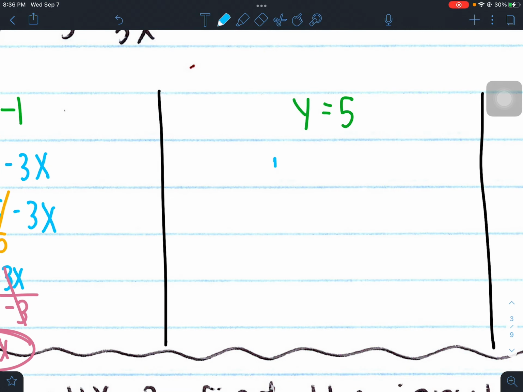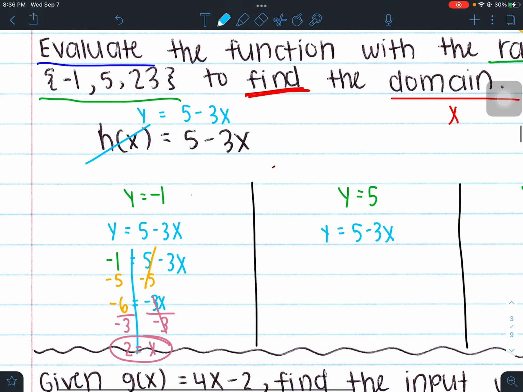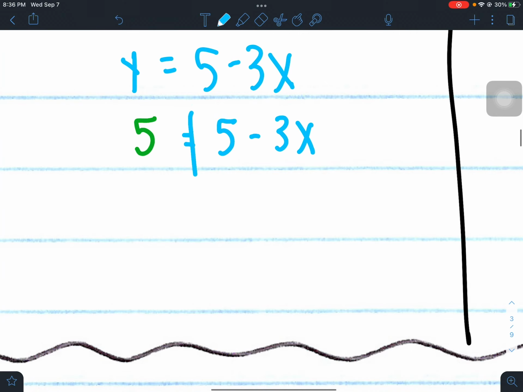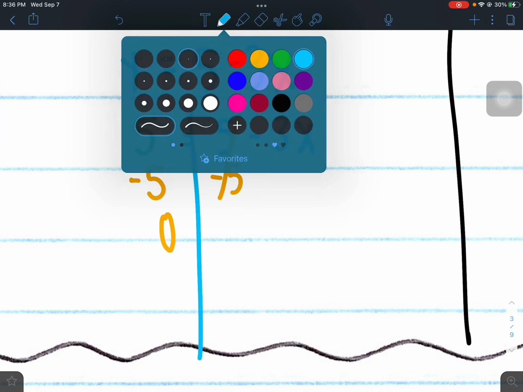So we have y equals 5 minus 3x as our original function. And then we're going to plug in our second y value, which is 5. So 5 is going to go into y's place. And we're going to solve for x again. So first step in solving for x, get rid of the 5 first. So we're going to subtract 5 from both sides. 5 minus 5 is 0. Subtract 5 from the other side. 5 minus 5 is 0.